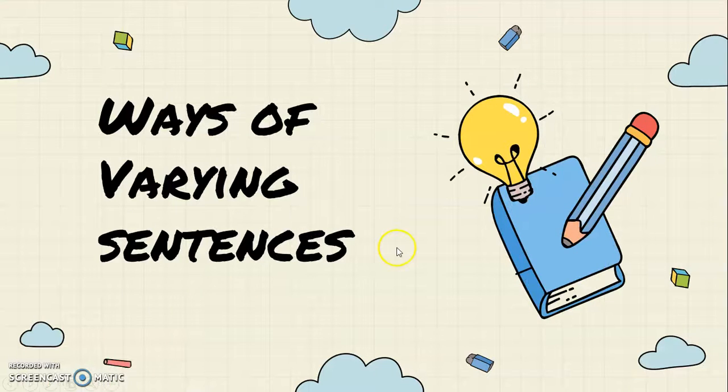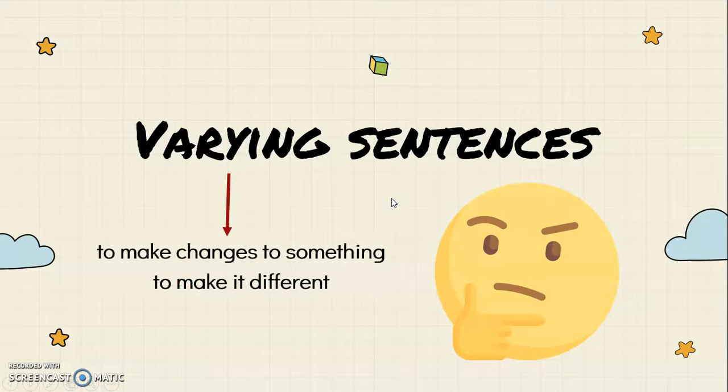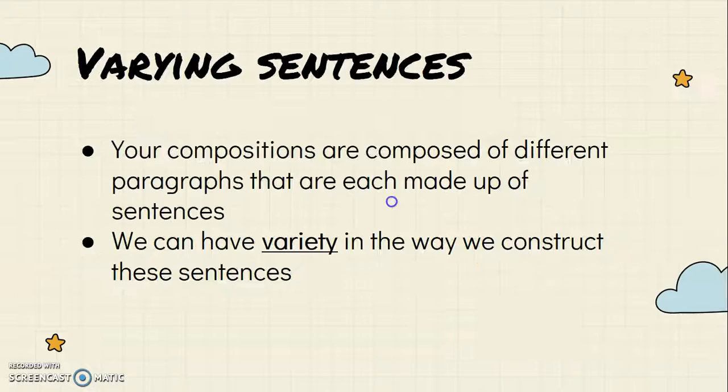Hi class, today we are going to learn how to vary our sentences in our continuous writing. Varying sentences. What does varying mean? It actually means to make changes to something to make it different.